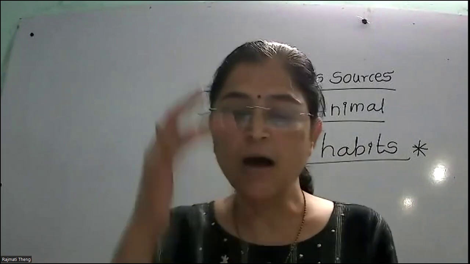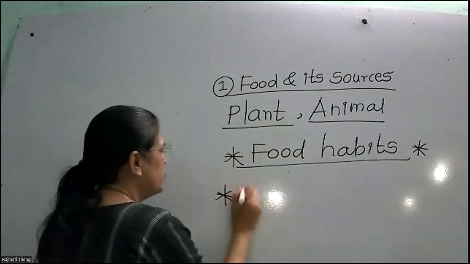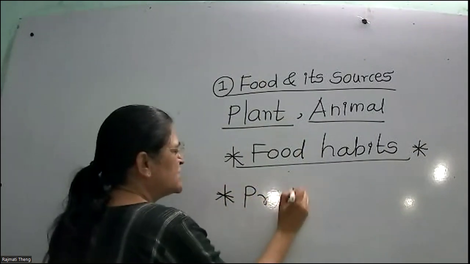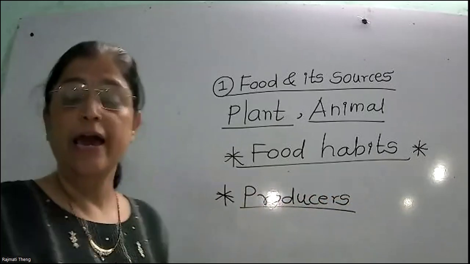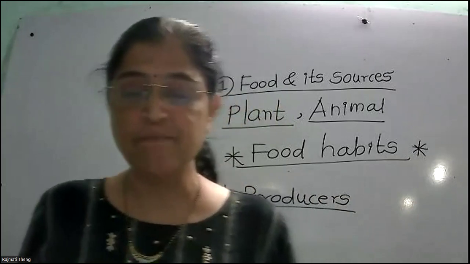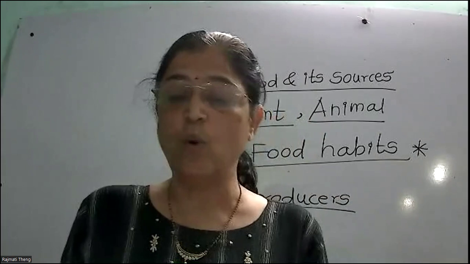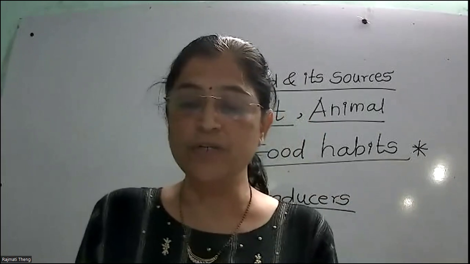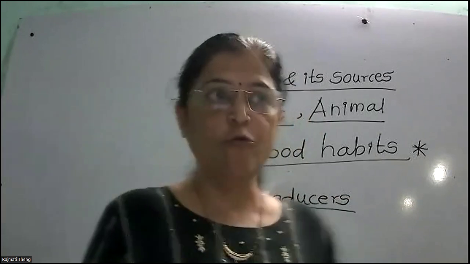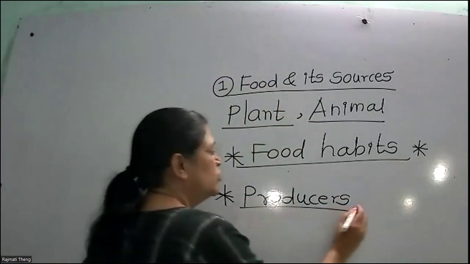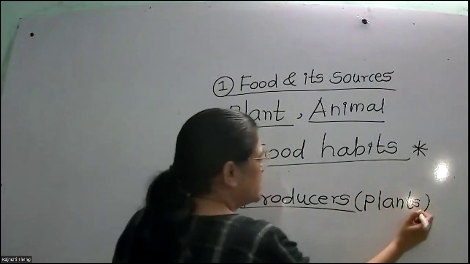Now every food chain compulsorily starts with plants. What do we call them? Producers. Every food chain compulsorily starts with the producers. Plants make their own food, so they are called producers, and they form the first level of the food chain.